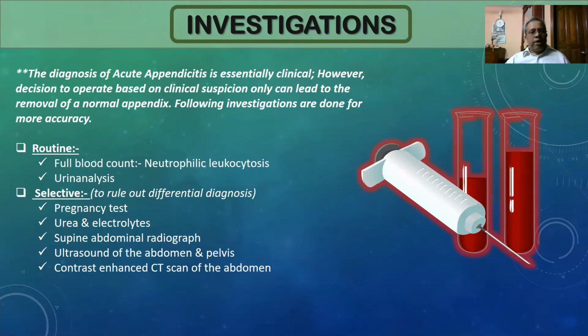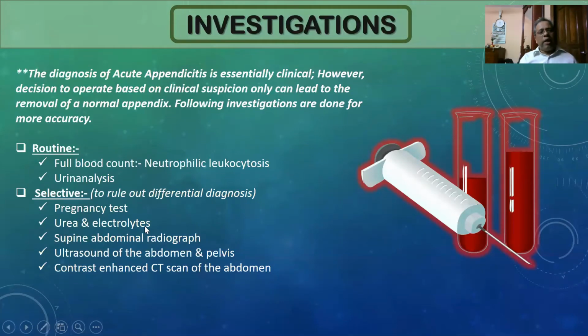What about the other investigations? The other investigations, selective ones, are here. In case of females, if there is a gap in the menstrual period, you go for a urine pregnancy test. There may be pregnancy there, early pregnancy. And urea and electrolytes, selective: whenever the patient has more infection, or diarrhea, in that case you go for electrolytes, and renal function must be evaluated.